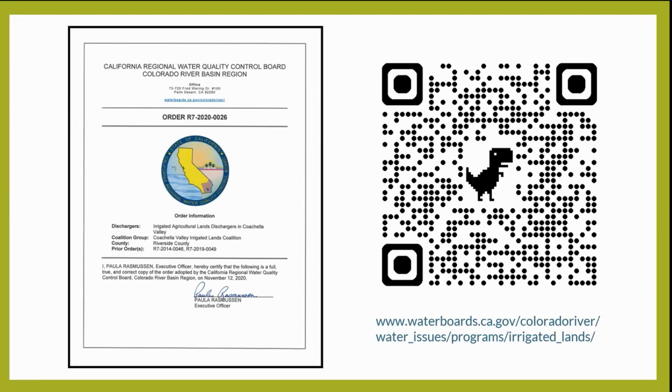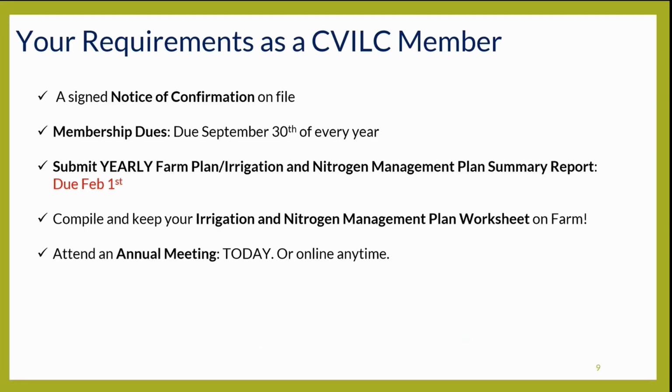This is the order. There's a nice QR code. If you want to download it, you should know it. It actually is one of your requirements that you should have this on farm. We don't expect you to necessarily, but this meeting should give you enough understanding of the most important parts of this order, but it is available, it is online, it's a good thing to know and to have. It does include all of these requirements that we're talking about today.